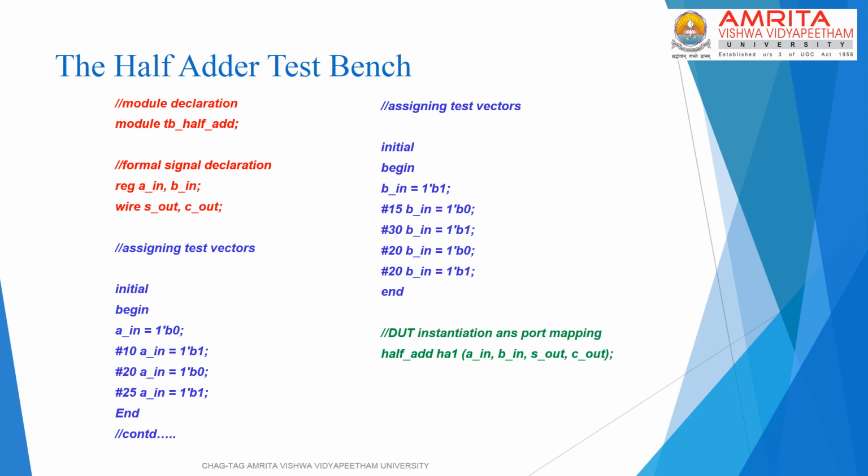So here we have used positional mapping. So the signal A in maps on to the port A in. Similarly, the signal B in maps on to the port B in, S out maps on to S out, and C out maps on to C out. Of course, here I have used the same name for the formal ports which have been declared in the module, and the actual signals which are assigned during the port mapping.